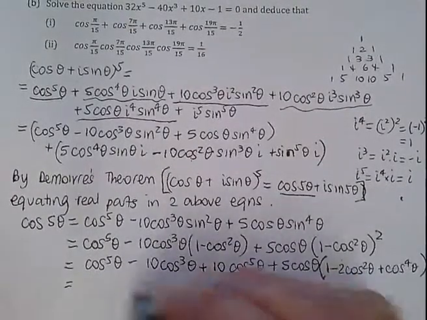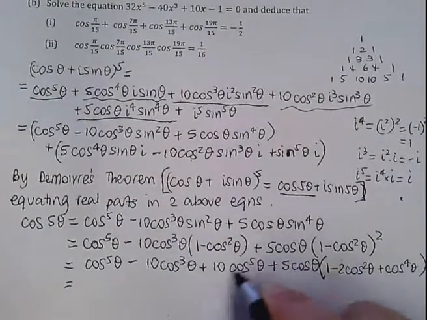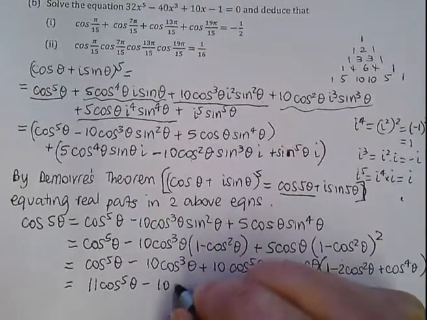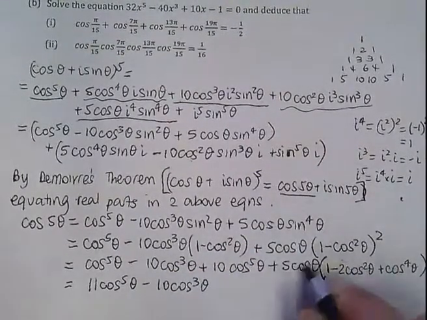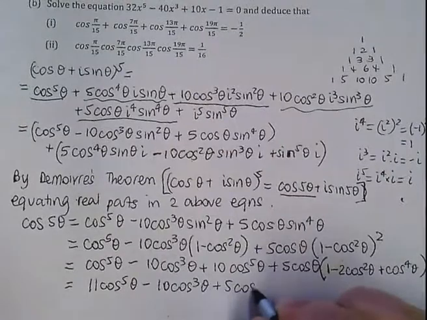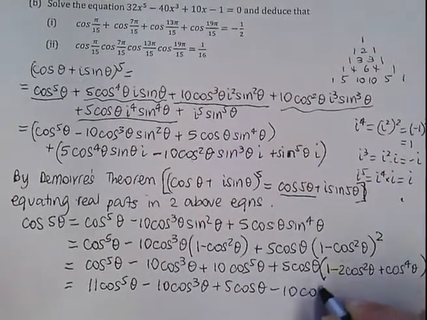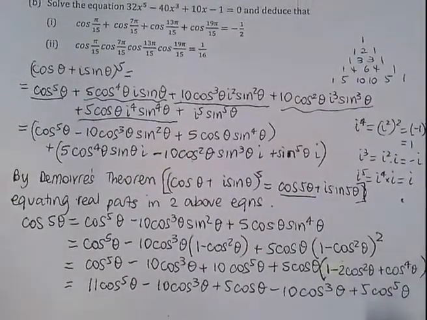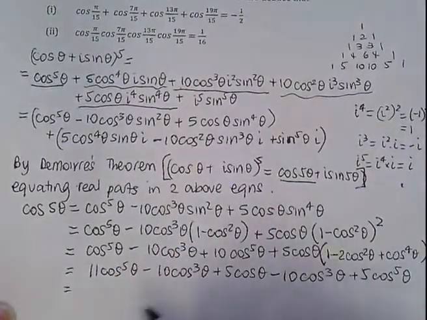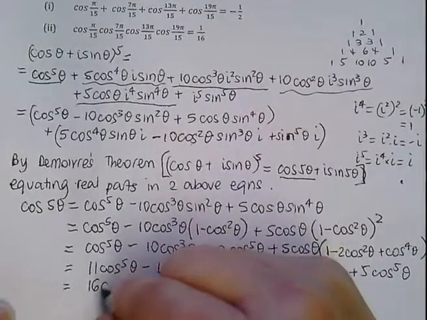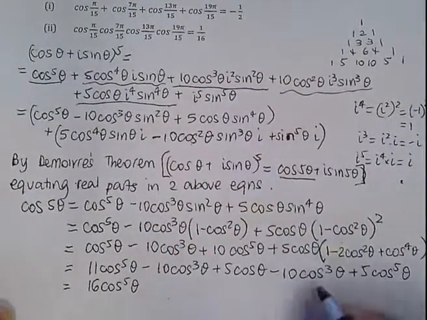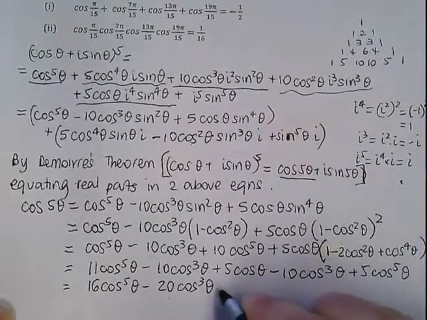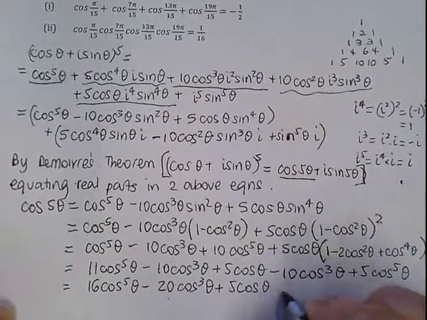Actually, we've got some like terms here, so cos to the power of 5 theta plus 10 cos to the power of 5 theta is 11 cos to the power of 5 theta, minus 10 cos cubed theta, plus 5 cos theta, minus 10 cos cubed theta, plus 5 cos to the power of 5 theta, which, collecting like terms, is 16 cos to the power of 5 theta, minus 20 cos cubed theta, plus 5 cos theta.